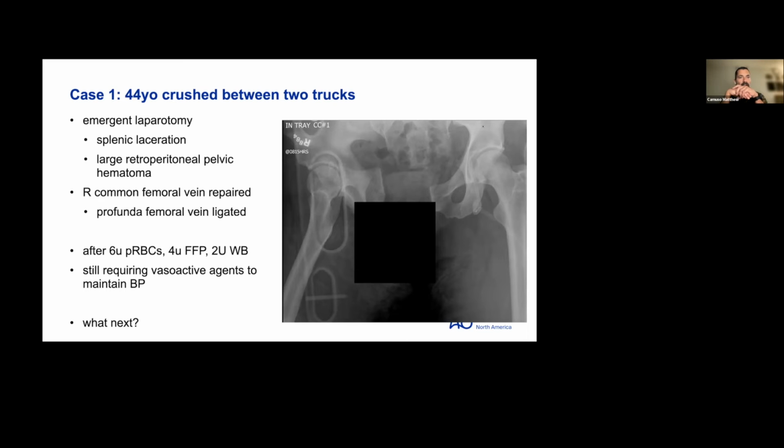So he ends up in the operating room with an emergent laparotomy. He's got a splenic laceration that comes out, and during that laparotomy, they're looking low and they see a large pelvic hematoma, as you'd expect. They also explore his groin and repair his femoral vein and ligate his profunda. But he's still doing poorly. He's got a lot of blood. He's got some factors. He's got some whole blood, because back in those days, this was a while ago, we were using whole blood a lot. And he still is needing vasopressors to maintain his blood pressure.